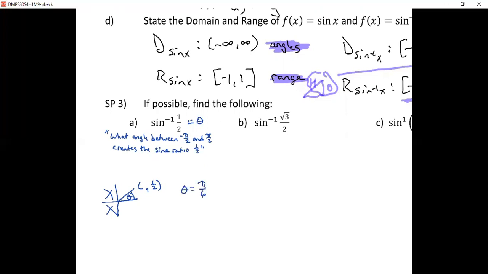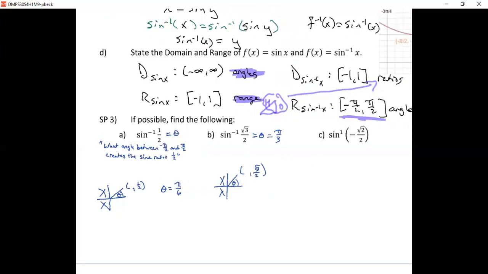So for part B, we're going to do the same thing. This is a positive ratio. So what angle between -π/2 and π/2, because it's a positive ratio and it's the inverse sine, creates the y/r, or on the unit circle, the y-coordinate +√3/2? Jumping ahead of myself there. So what angle creates that? That angle is π/3.